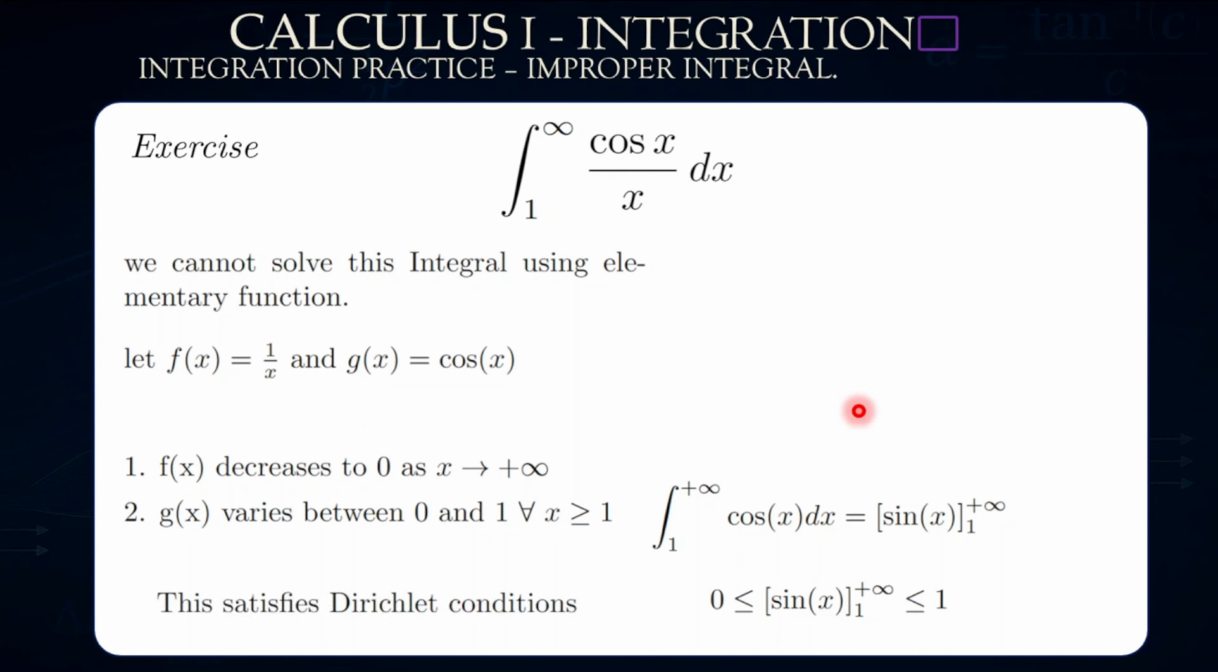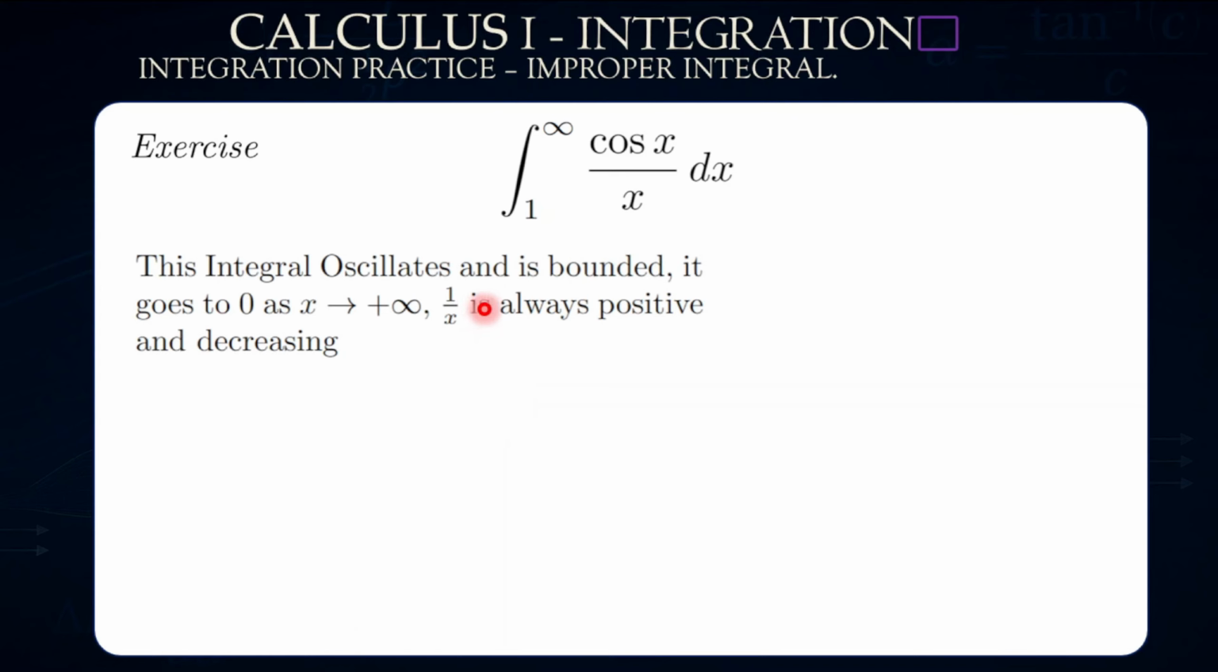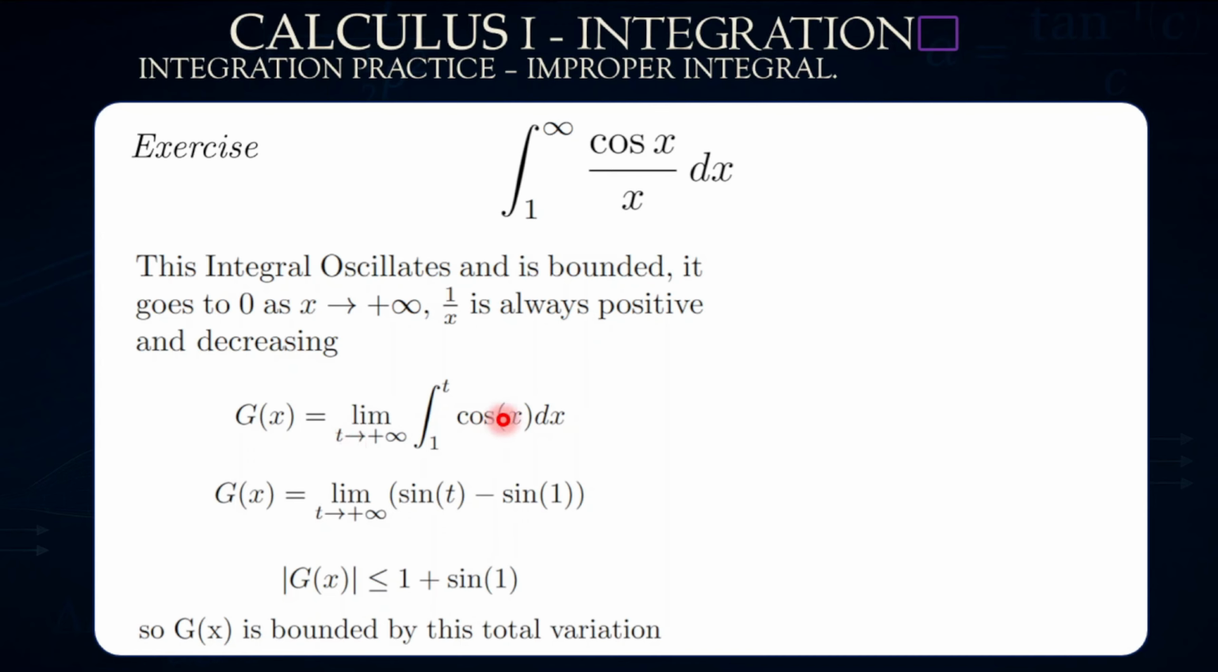Now this satisfies Dirichlet's conditions. This integral oscillates and is bounded. It goes to 0 as x goes to plus infinity for 1 over x. 1 over x is decreasing, and cosine x oscillates and is bounded between two values. Let's consider the limit of the integral of cosine x dx as t goes to plus infinity between 1 and t. It is equal to the limit as t goes to plus infinity of sine t minus sine 1, correct? So the absolute value of the integral of g is always less than or equal to 1 plus sine 1. So g(x) is bounded by this total variation.